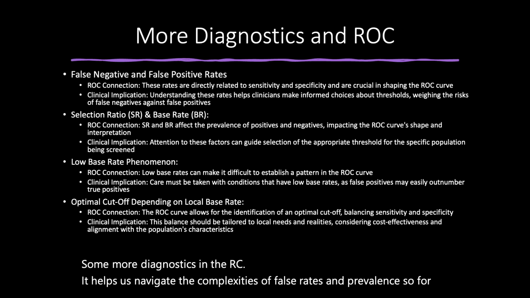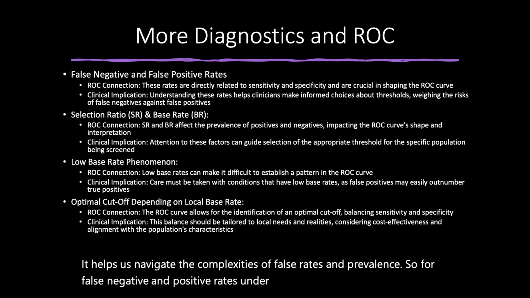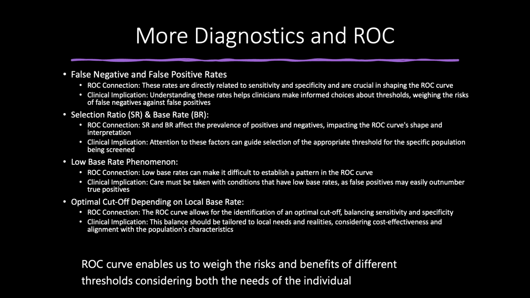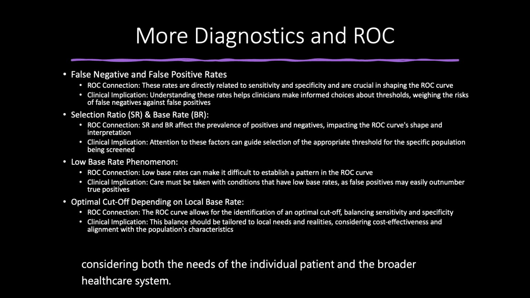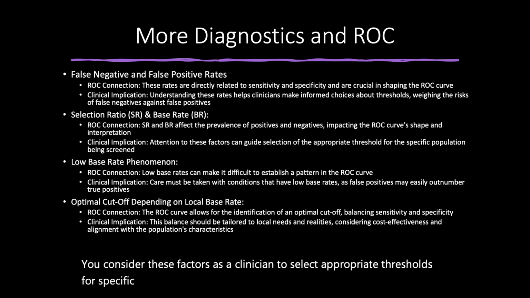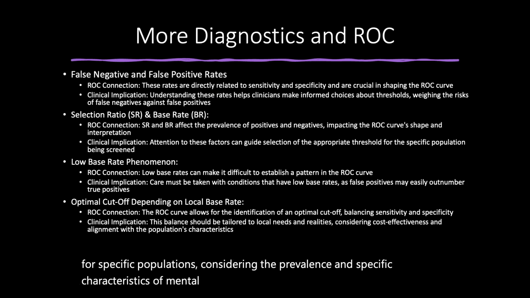So for false negative and positive rates, understanding these rates through an ROC curve enables us to weigh the risks and benefits of different thresholds, considering both the needs of the individual patient and the broader healthcare system. For the selection ratio and base rate, you consider these factors as a clinician to select appropriate thresholds for specific populations, considering the prevalence and specific characteristics of mental health disorders within the community.